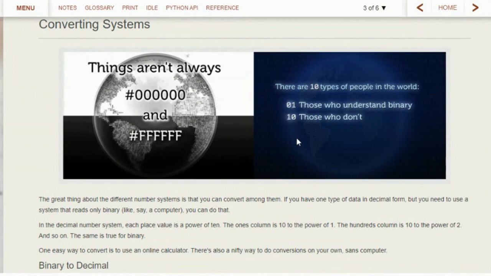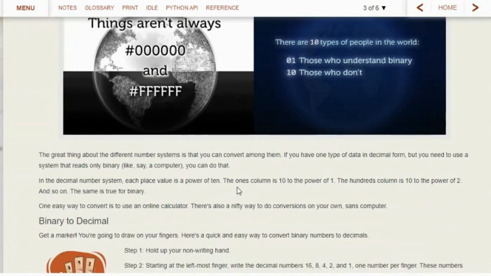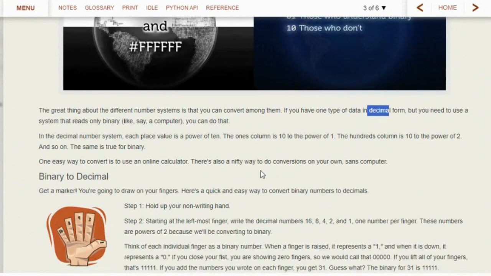Love it. Look, things aren't always hashtag 000000 and hashtag FFFFFF. The great thing about the different number systems, you can convert one from another. If you have one type in decimal form, but you need to use a system that only reads binary, like a computer, you can do that. In the decimal number system, each place value is a power of 10, right? We have our 1s, our 10s, our 100s, our 1000s.